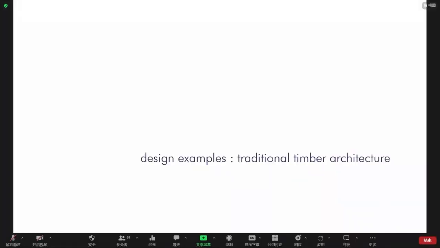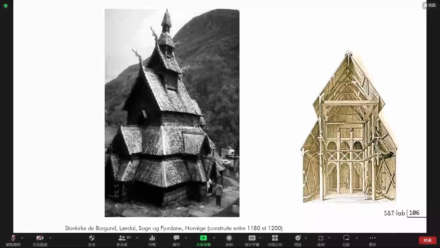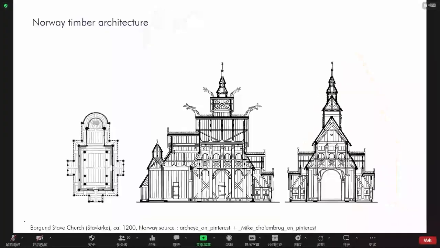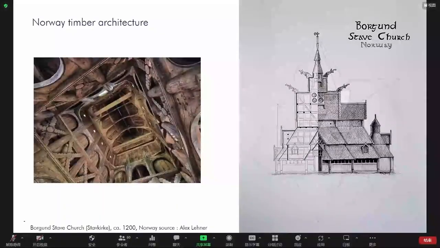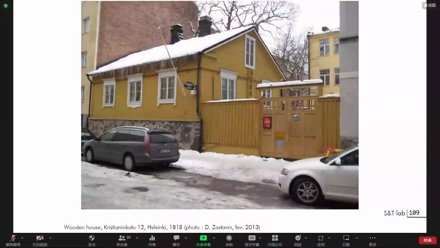So let's move this time to a design example, starting with traditional timber architecture. I won't be showing you Chinese architecture, but more Western architecture. I mentioned the stave church that was produced, and there's a very clever assembling of structural elements to produce this kind of building, and we have to learn a lot from this. Indeed, in terms of design, you can have a look at what's appearing in Finland, a region in which timber is very widely used, and learn from this.